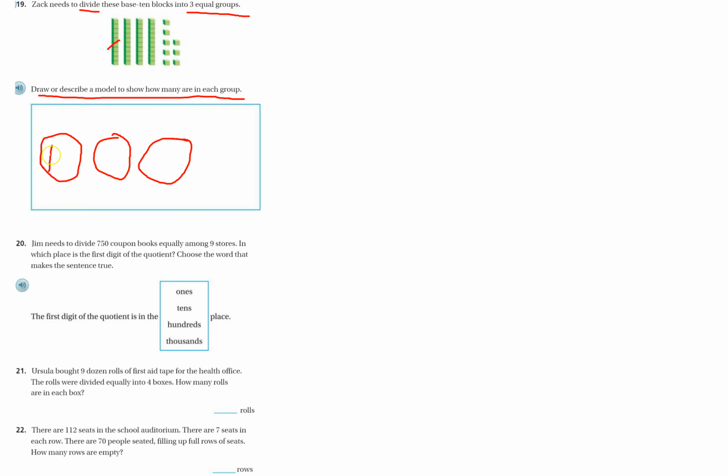That represents 10. Another long will go into this group. And another long will go into this group. Now this last long, I can't just put in one of these because I have to divide it up evenly. So I'm going to regroup this long into 10 individuals. So 1, 2, 3, 4, 5, 6, 7, 8, 9, and 10.